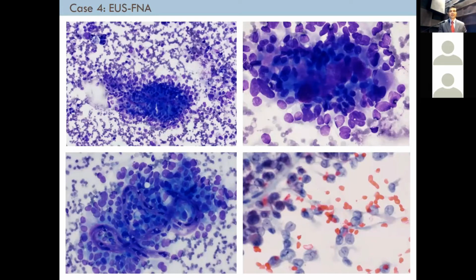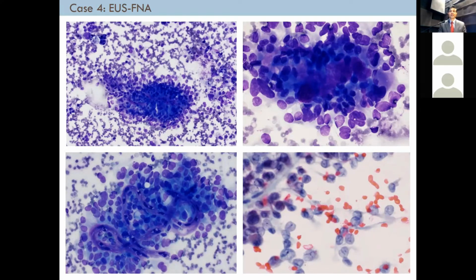The cytological preparations, as you can see, show these very characteristic papillary-like structures with very delicate vessels passing through their center. These vessels appear to be lined by multiple layers of these cells. Also seen are other types of clusters which show a core of metachromatic hyalinized matrix material.